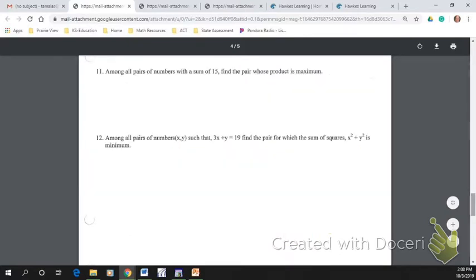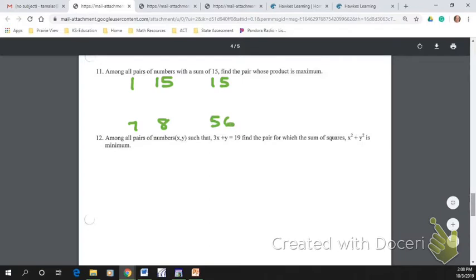Among all pairs of numbers whose sum is 15, which pair has the maximum product? 7 and 8. Why do you say 7 and 8? Because of the numbers. 1 and 15, it'd just be 15. Okay, so 1 and 15, if you multiply those together, you get 15. As the numbers get closer together, these also have a sum of 15, but these give you a product of 56, right?